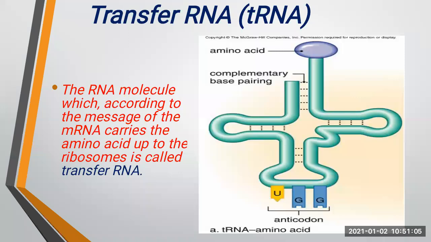The RNA molecule which, according to the message of the mRNA, carries the amino acid up to the ribosomes is called transfer RNA. Okay, so these were the three types of RNA.